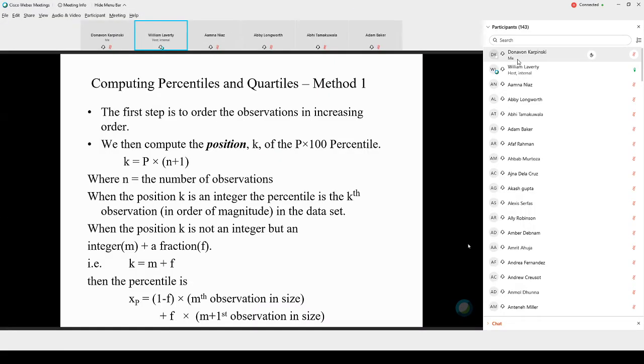Okay, let me begin by just reviewing the computing of percentiles and quartiles. Percentiles and quartiles are points in the data that have a certain proportion of the data below them. To calculate the p times 100 percentile, where p is a proportion, you multiply n plus 1 by p. That gives you the position.